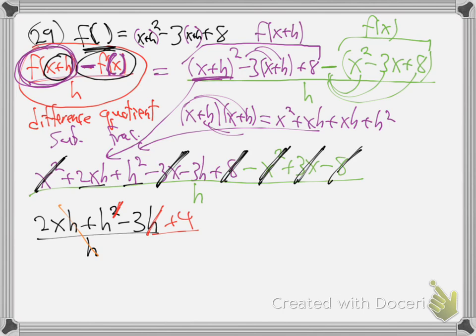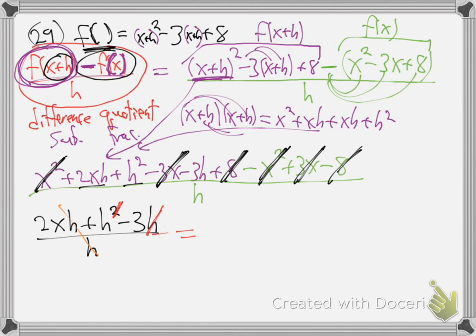That can't simplify. Does that make sense? So anyway, we're able to take an h from all of them. That's good. What does that leave? 2x plus the extra h in the middle minus 3, done. Does that make sense?